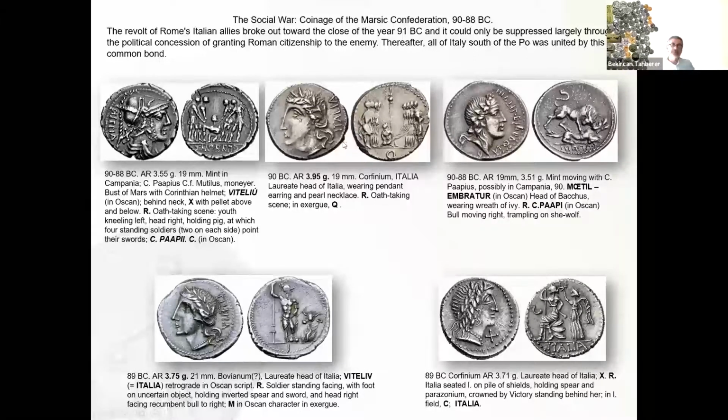And the common coinage came from the league itself, and the legend simply is Italia on this one, and on some others you have the names of the generals. Interestingly, like imperatorial coinage, certain generals simply issued coins in their name during that time.